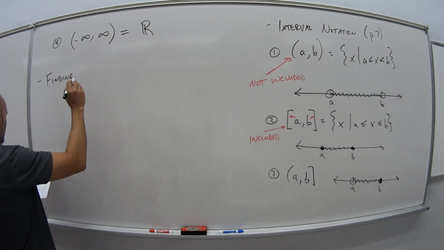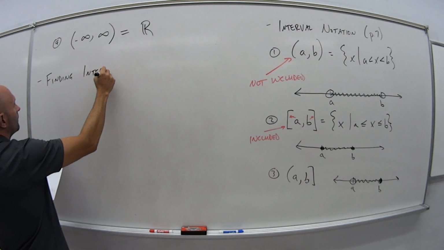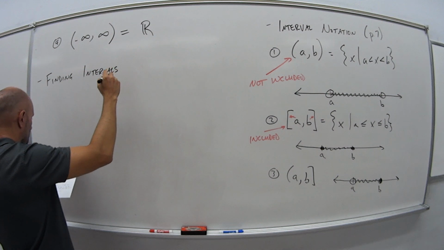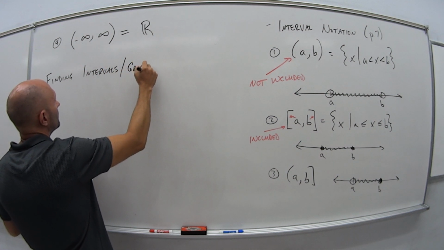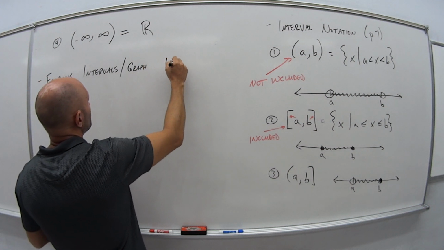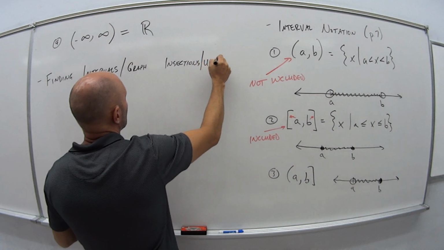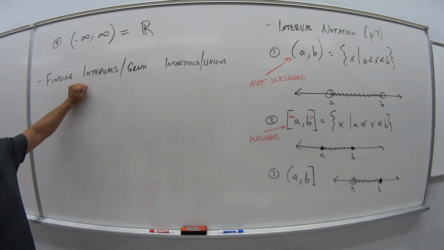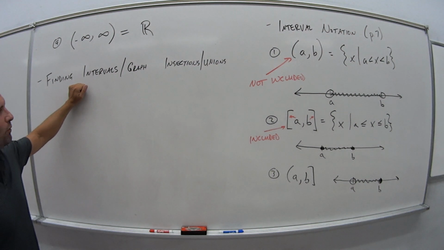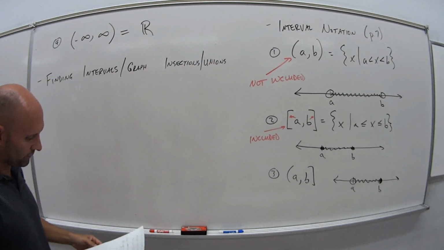So let's say we want to find intervals and graph intersections and unions. So kind of some shortcuts here. Math people are lazy at times. You see all the different notation we use. So this is finding intervals and graphing intersections or unions.